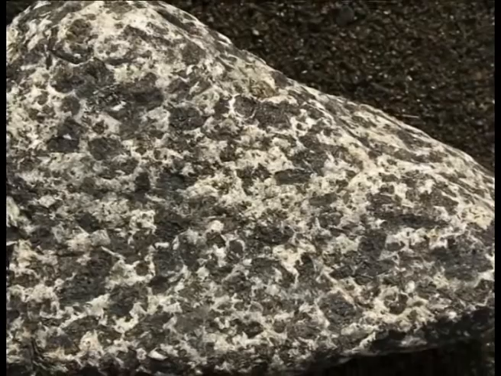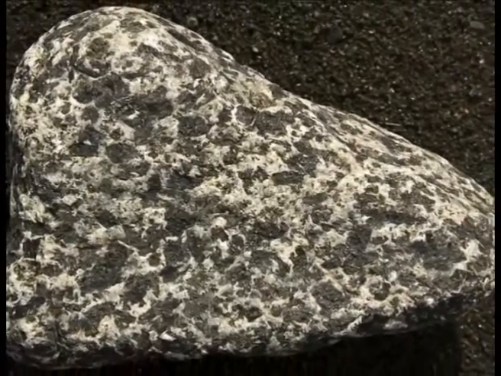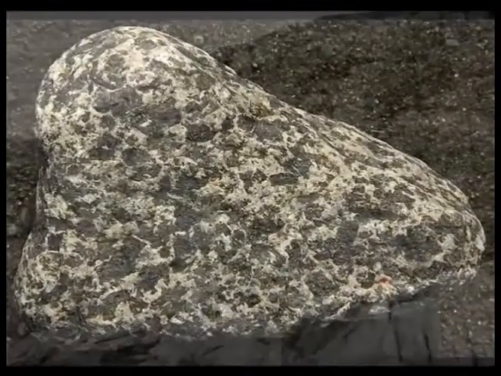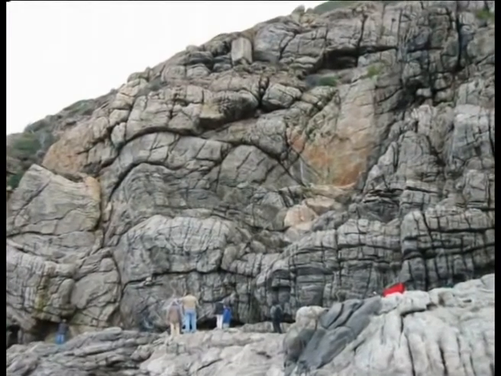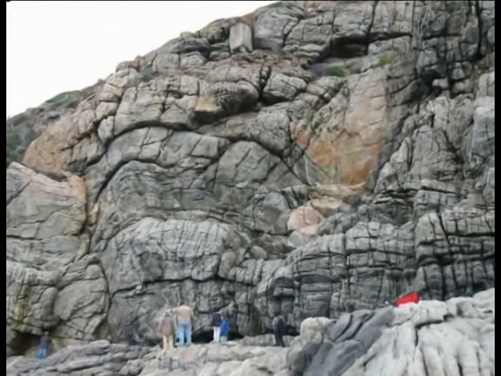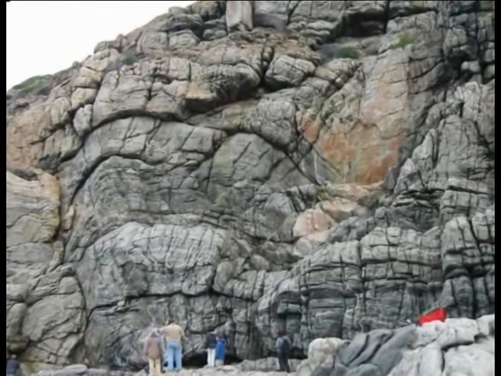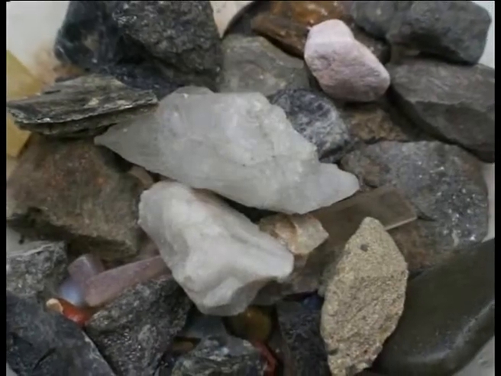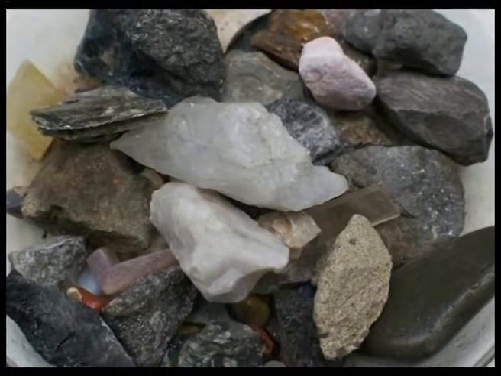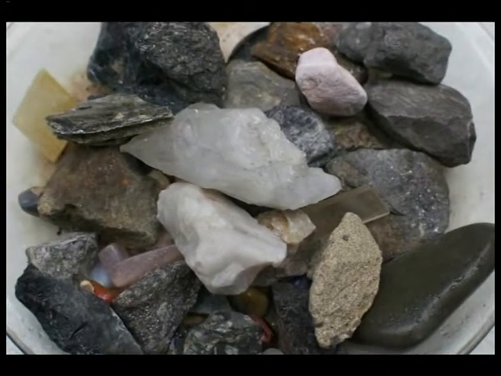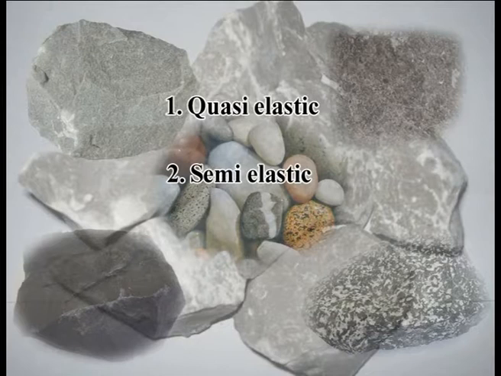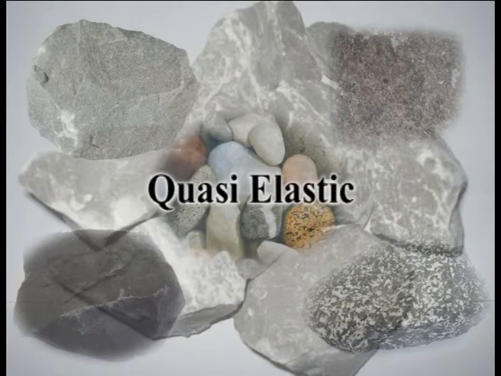Rocks are highly anisotropic so far as their elastic constants are concerned. They show all varieties ranging from perfectly elastic to perfectly inelastic. This depends on their composition, texture and structures. It is possible to group the rocks into three categories based on their modulus of elasticity: quasi-elastic, semi-elastic and non-elastic.